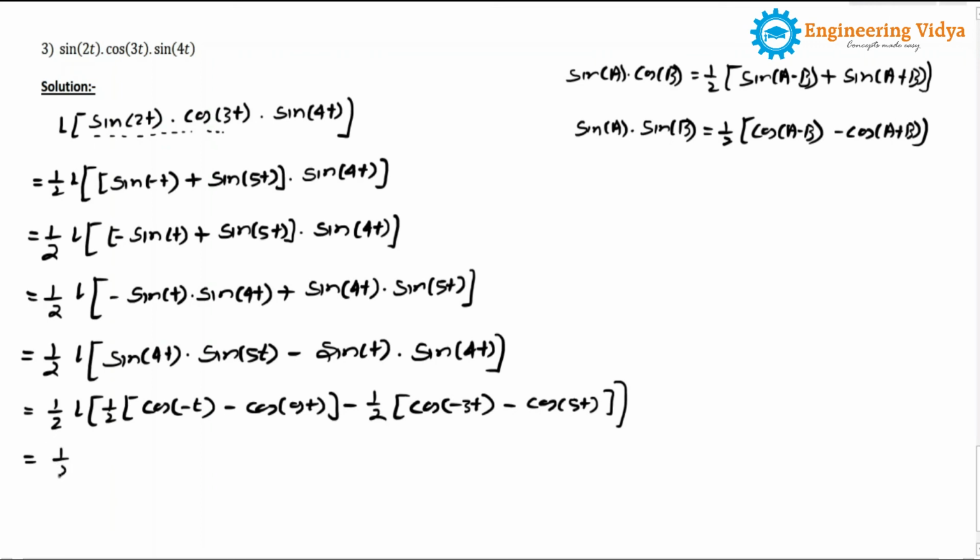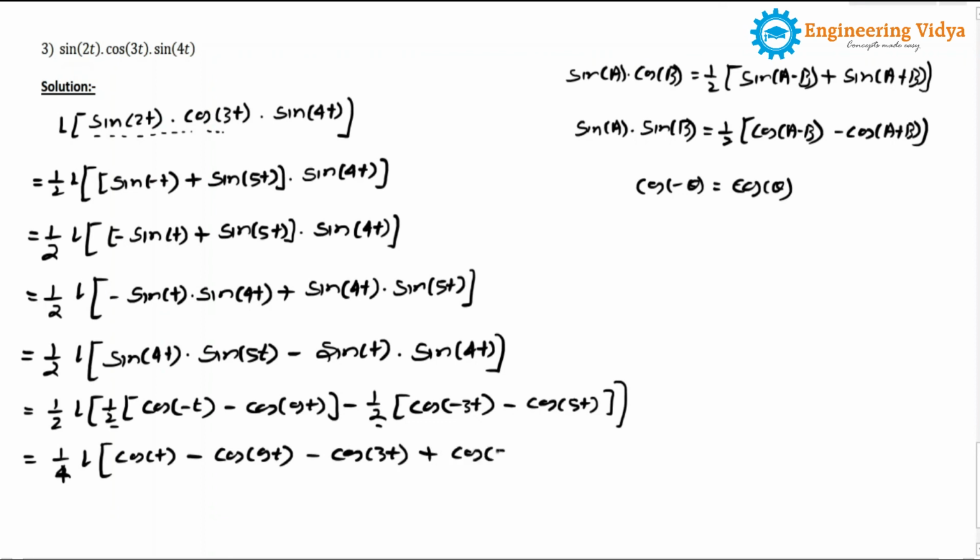And then we'll do the simplification, and after the simplification, here we have 1 by 2, here also we have 1 by 2. If I take 1 by 2 as common, 1 by 2 will be multiplied by 1 by 2, and here 1 by 4 will come, right? Cos of minus theta already we know is nothing but cos theta only, right? So here it will be cos t minus cos 9t, and then minus cos 3t will come, and then plus cos 5t will come.